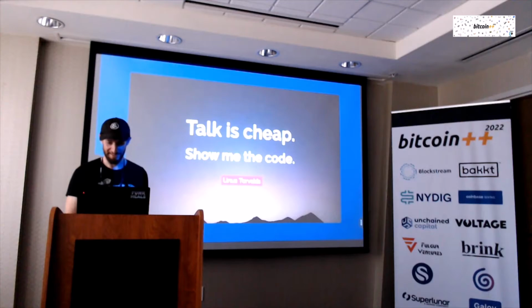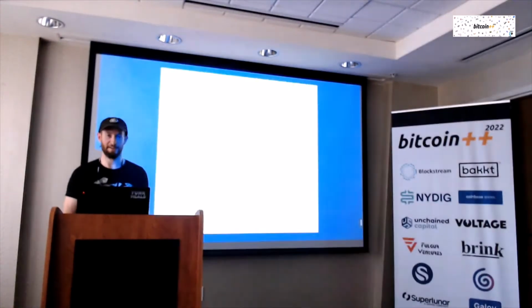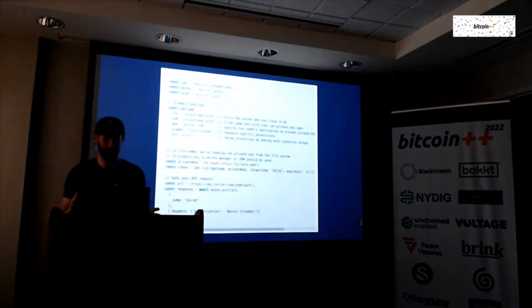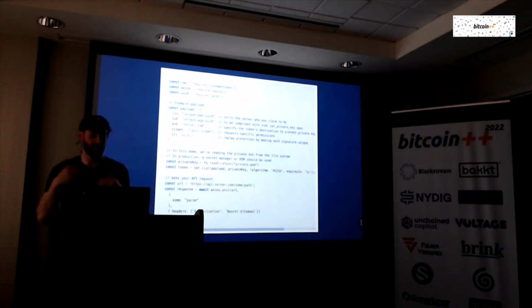Let's go. This is very, very easy. This is the entire code. This is the client, so let's just walk through it bit by bit. We're using the JWT library. This is standard stuff. JWT is essentially a token that contains a set of claims.